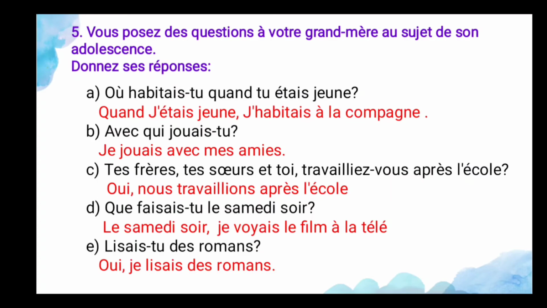J'étais jeune, j'habitais à la campagne. So when I was young, j'habitais à la campagne, I lived in the country. So here the verb is what? Habiter means to live and être means to be. And you have to conjugate in the imperfect tense.